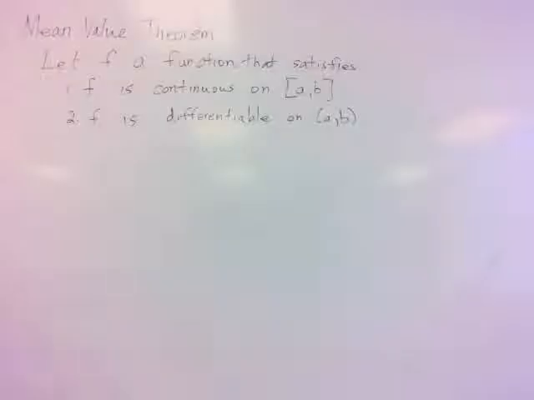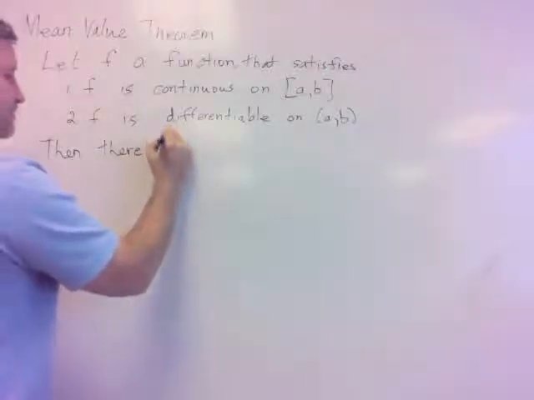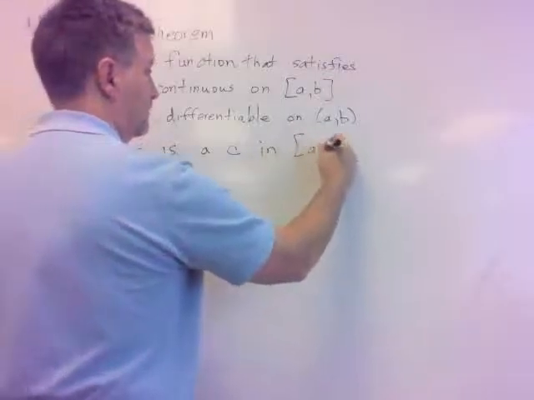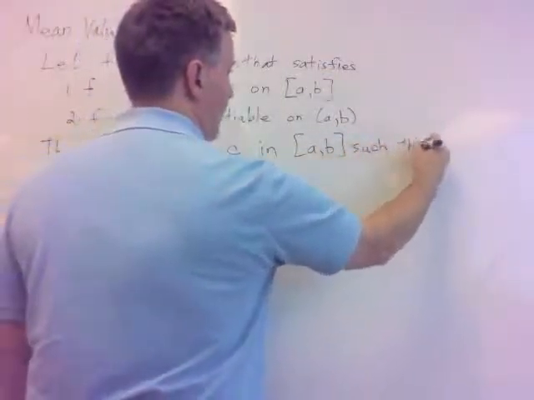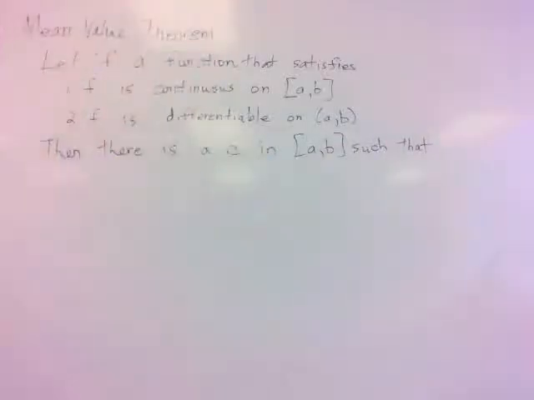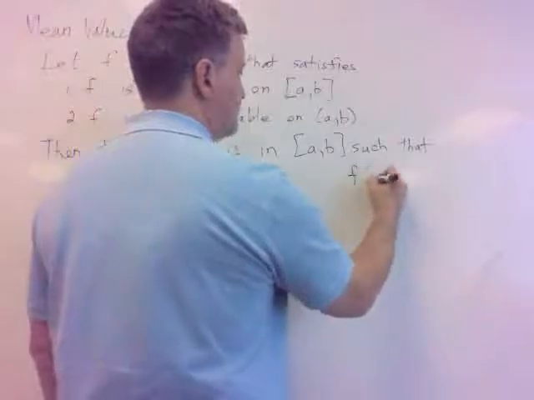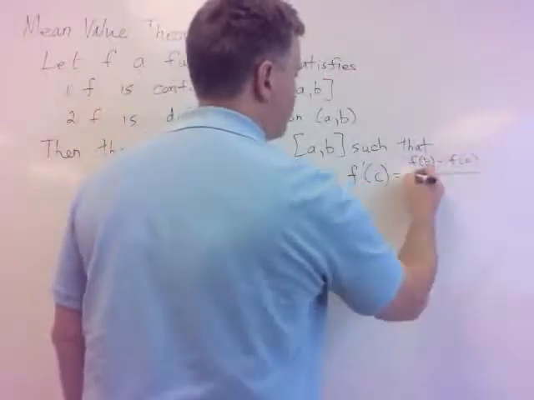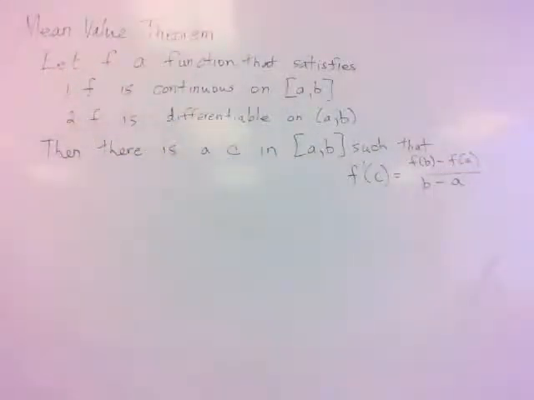Okay? Well, the conclusion then is, there is a c in the interval a to b such that f prime of c equals f of b minus f of a over b minus a. Okay.